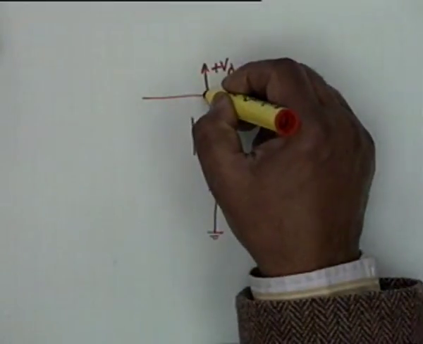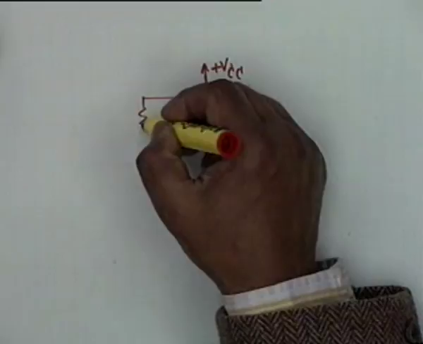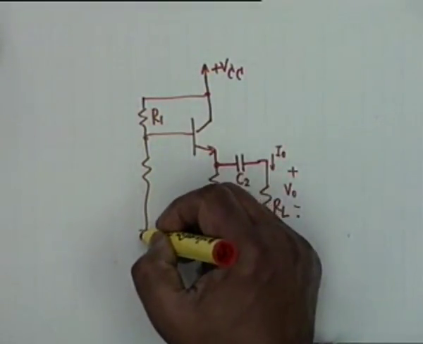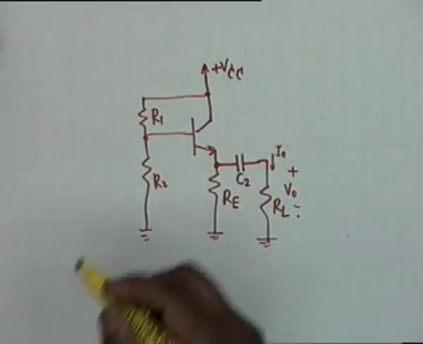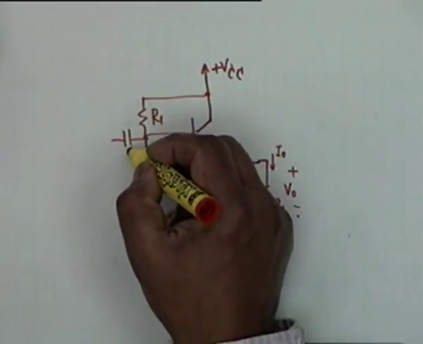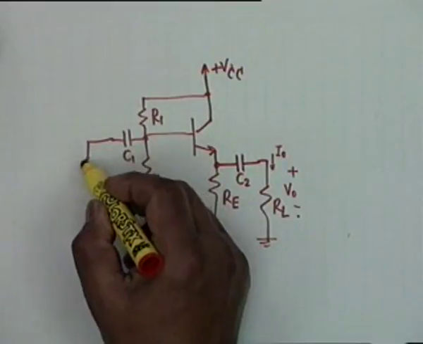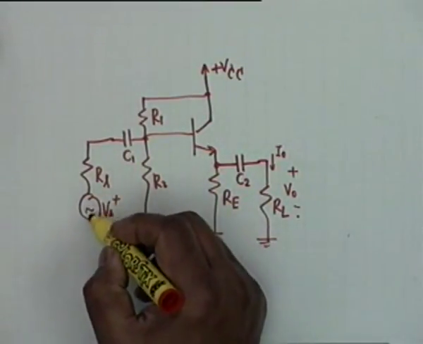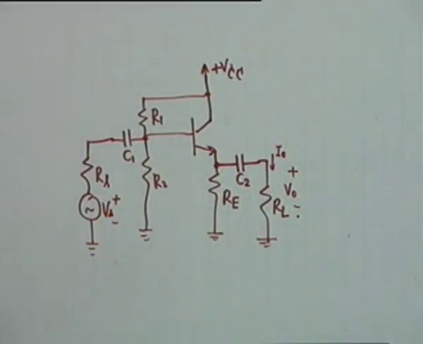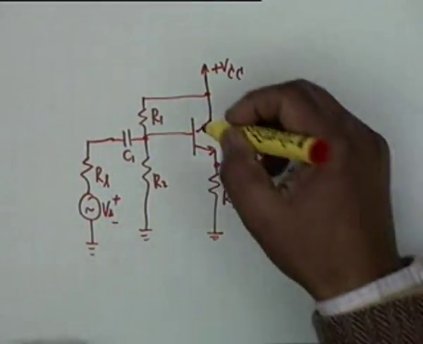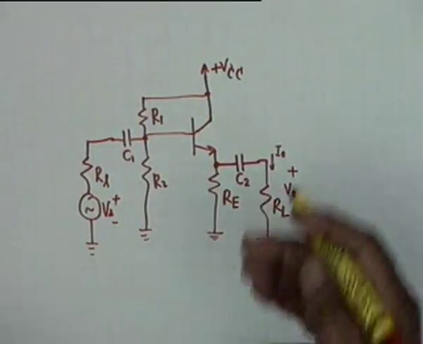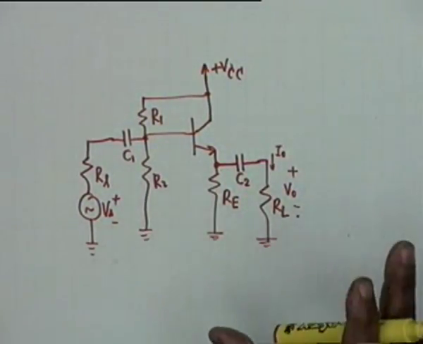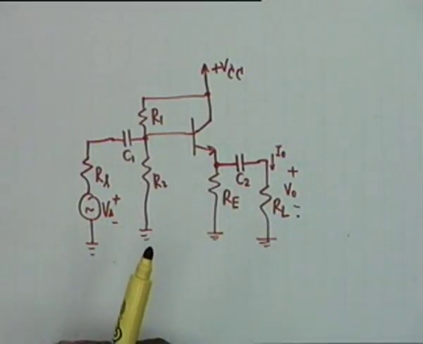Now, the base biasing I do in exactly the same manner, that is, I use two resistances, R1 and R2, connected to ground, and the source is applied through a coupling capacitor, with source resistance RS and VS. This is my common collector circuit. I have not reoriented it. I should have brought this down, turned it upside down and so on. I have not done it. I have drawn it in the same manner that we are used to.